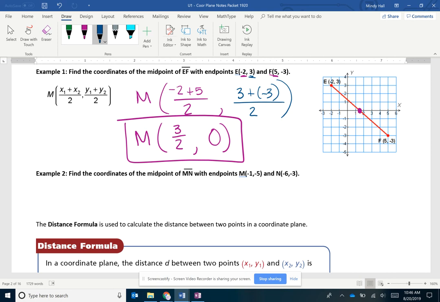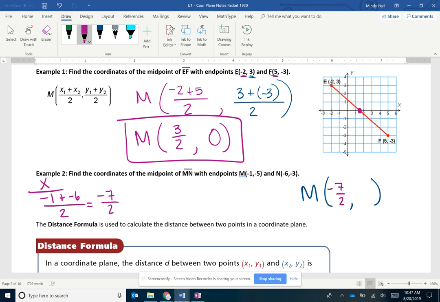So again, with this formula, we are going to add the x's together. For some of you, it might be easier if you come off to the side, and you have numbers that are going in there and you're going to calculate them. So if I want to find my x value, I'm going to do -1 plus -6 divided by 2. -1 plus -6, or -1 minus 6, is -7 divided by 2, and we can't do anything with that, so it's just -7 over 2.